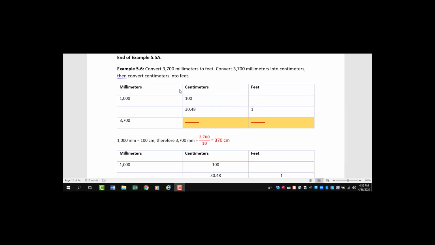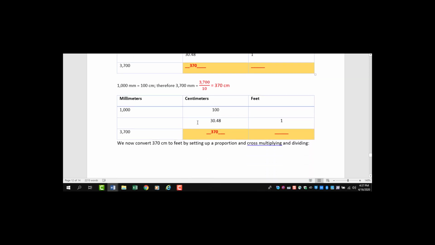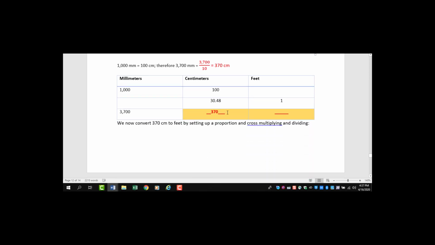So here's our table, right? These two things are equal, these two things are equal. And to get this one here, we want to go from 3,700 millimeters to centimeters, and then convert centimeters into feet. So I want to go from here to here, and then from here to here. How do I go from millimeters to centimeters? Well, here it is. Divide by 10, right there. So that would just be 370, which I placed right here. Now, how do I go from here to here?